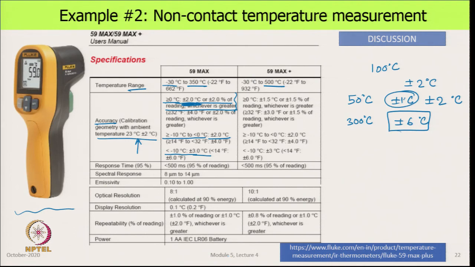So, what we are seeing is that we have plus minus 2 degrees Celsius in a range which is roughly from minus 10 to 100 degrees Celsius. Below this, it is plus minus 3 degrees Celsius. Above this, it is non-linear and keeps increasing with the temperature. So, which value to use in our calculation? That will be determined by the temperature that we are measuring. If we are measuring in the range minus 10 to 100, we use plus minus 2 degrees Celsius, above 100 the value multiplied by 0.02.